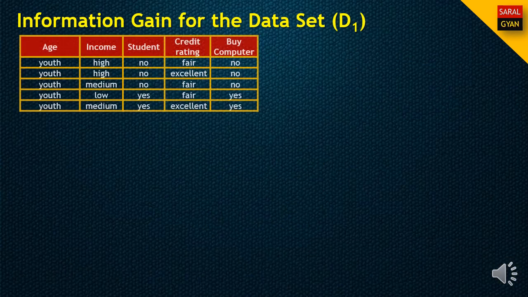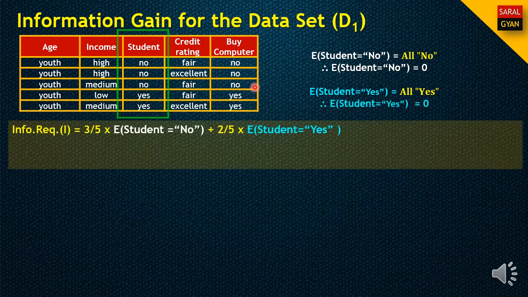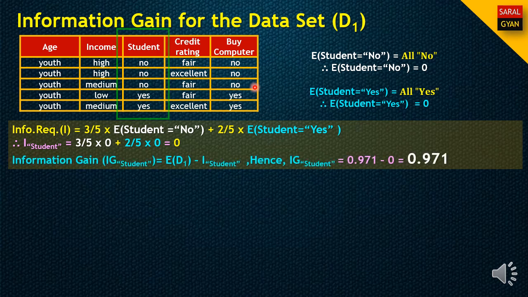So let us calculate the information gain for the attributes student and credit rating. If we look at the attribute student, there are two classes, no and yes. Student equal to no, then all values are no, that means entropy is 0. If student equal to yes, then all are yes, and the entropy is 0 as well. So the information required is 0, and hence the information gain is the entropy of the system minus 0, that is 0.971.